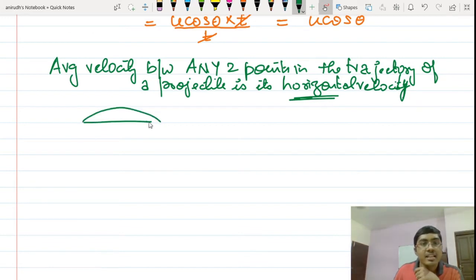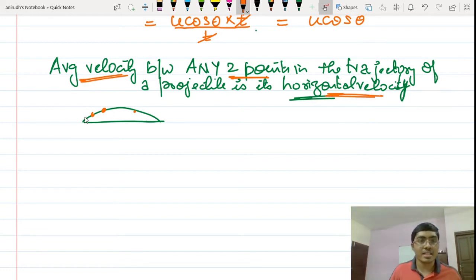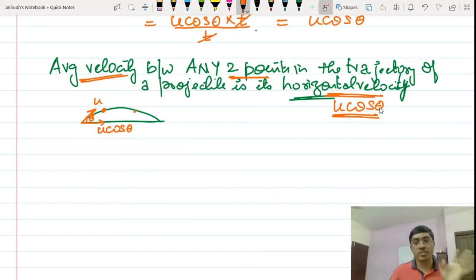So no matter whichever 2 points they give in the trajectory of a projectile, they can give any 2 points in the exam. They can say that the first point is here, the second point is here, again the first point is here, the second point is here. Between any 2 points in this trajectory of a projectile, the average velocity is always the horizontal velocity. That is, if this is the u value, and theta is the angle with which it is projected in the upward direction, then this is u cos theta, which is the average velocity between any 2 points on the track of a projectile. I hope you get this concept. So please make a note of this. Let's proceed to the next question.